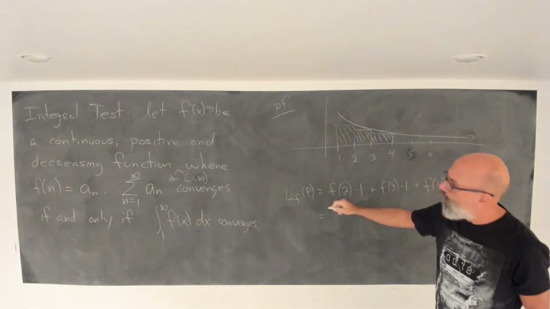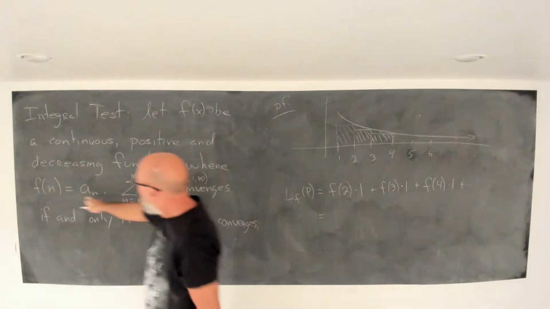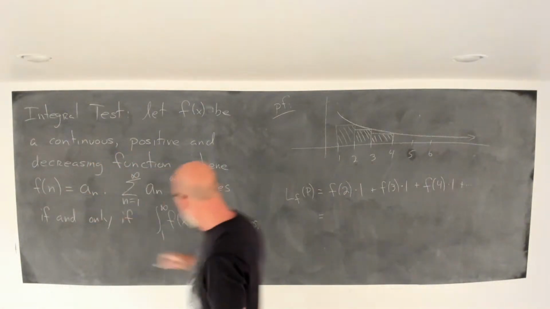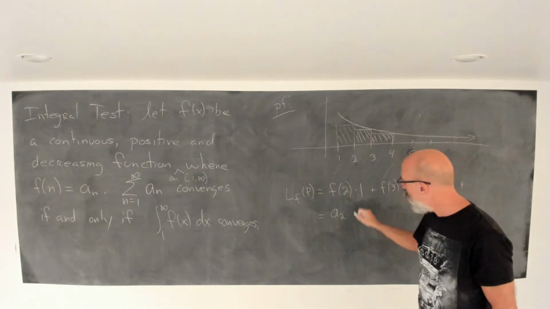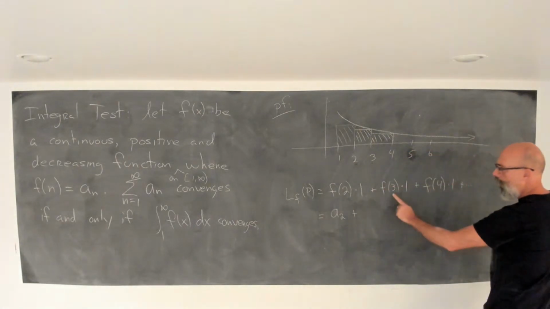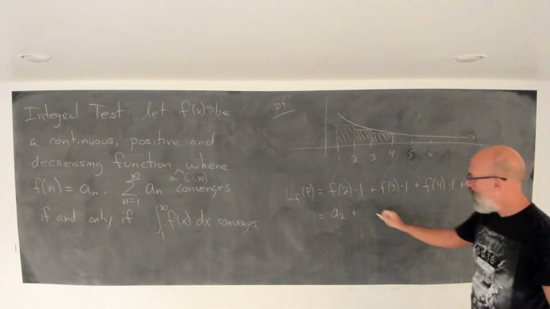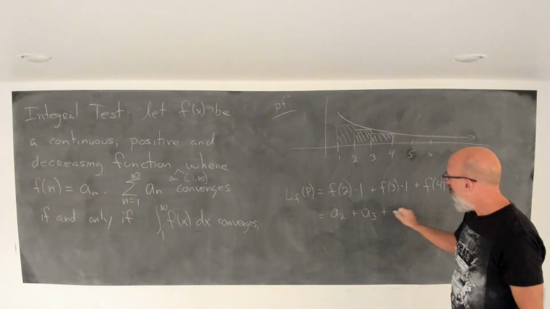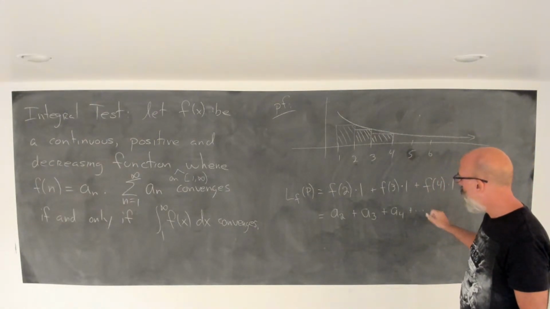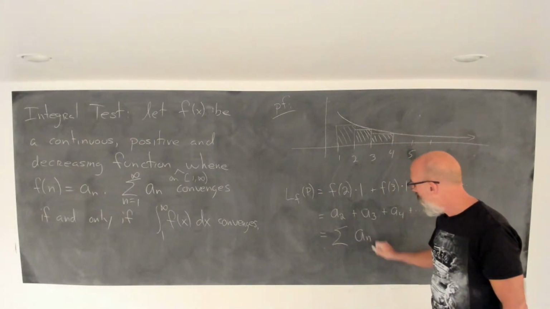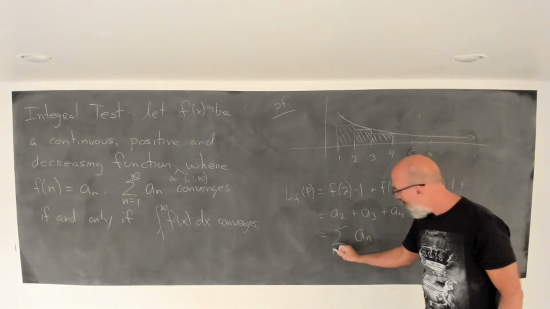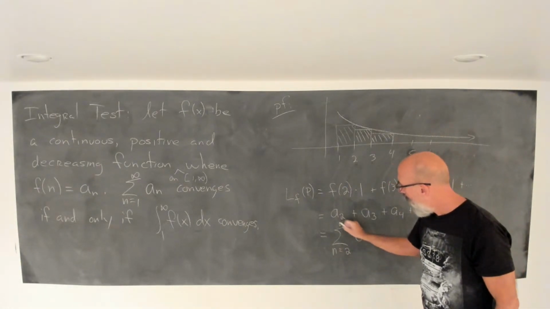Now, f of 2, by assumption, is a2. So this is a2 times 1, which is just a2. And this is a3 times 1, which is just a3. And a4, and so on. I think we see what's happening. This is going to be the sum of an starting at 2.